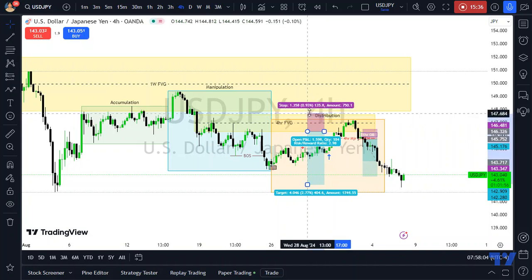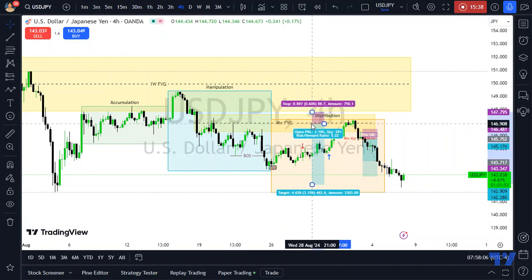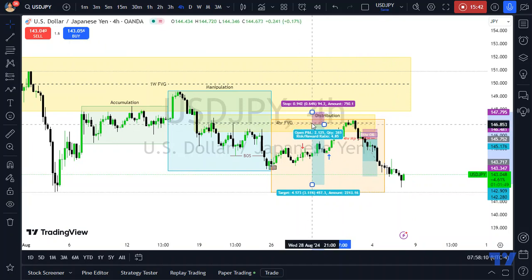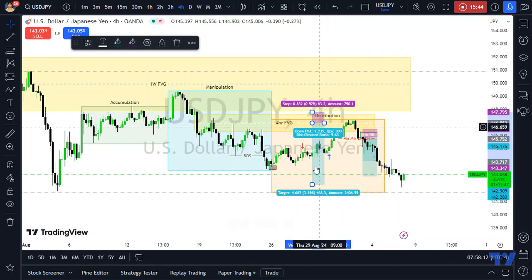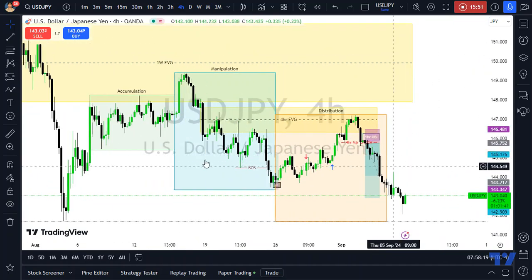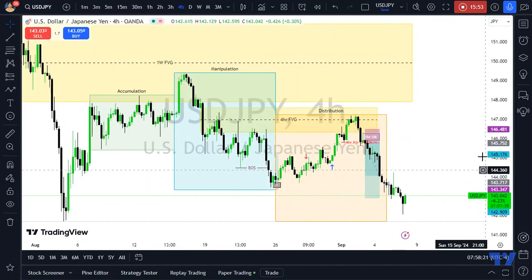Or you could have set an entry at 50% of this fair value gap. That's also valid, and your risk reward ratio would have been even better, as you can see. But let's look at what extra evidence looks like. As you can see, we have the power of three playing out.